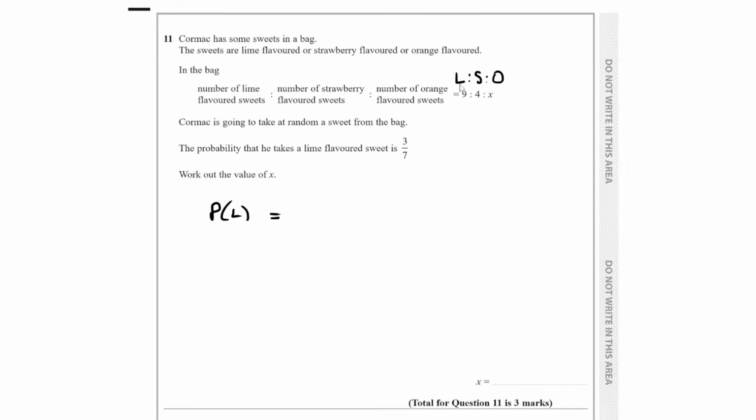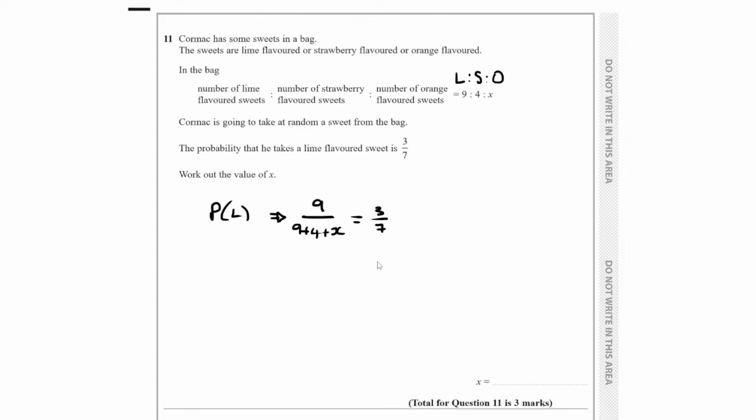So the probability of picking lime would be, if I were to convert this ratio into a fraction, but for the lime section, would be 9. See, lime is the 9 one. Out of, and then when you're going to create any kind of fraction from any kind of ratio, you add them all together to put in the denominator, don't you? So 9 plus the 4 plus the x. And then that would equal 3/7. So do you see how I can create my own equation just by doing that?